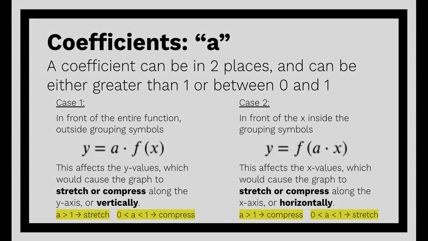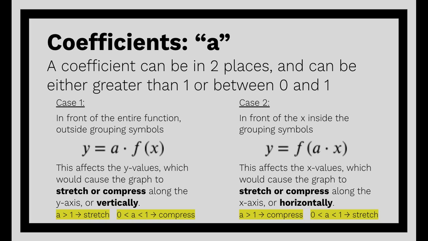Next, we're going to talk about the coefficients. That's the a value that we've talked about. The coefficient can be in 2 places, and it can either be greater than 1 or between 0 and 1. How the size of that a value affects the graph depends on case 1 or case 2.